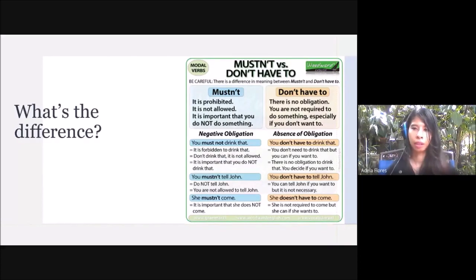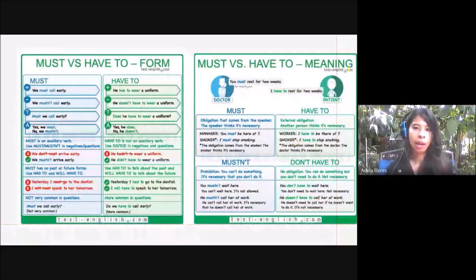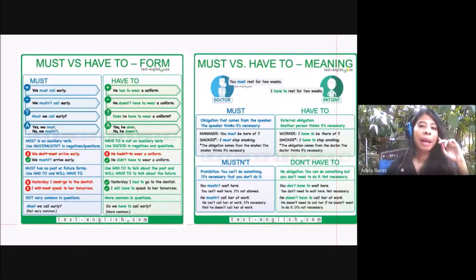All right. Good. All right. Perfect. Okay. So, there is a difference in the negative form, but also there is a difference between the affirmative form of both. Estamos viendo la diferencia en la forma negativa entre must not y don't have to. Pero también en la forma afirmativa hay una diferencia.